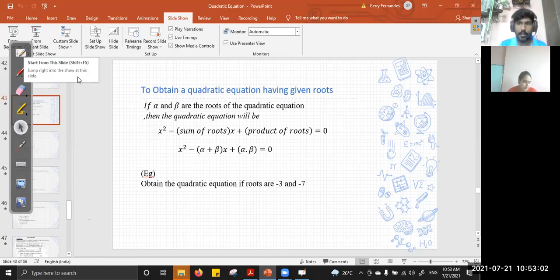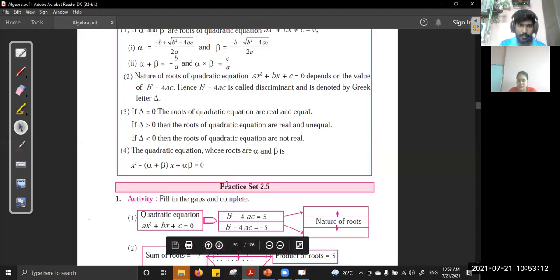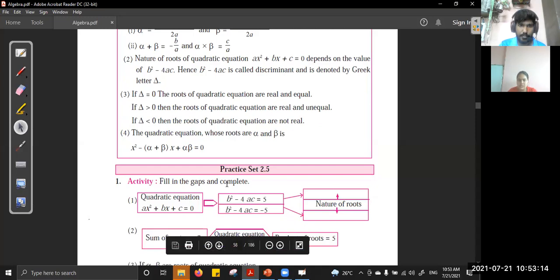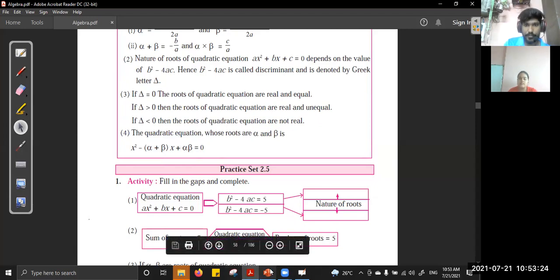And the next point is the quadratic equation whose roots are alpha and beta, which is x squared, that which we will still do. Yes, yes, that only. I'm doing that only now.